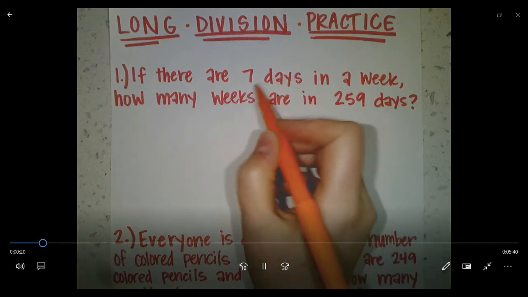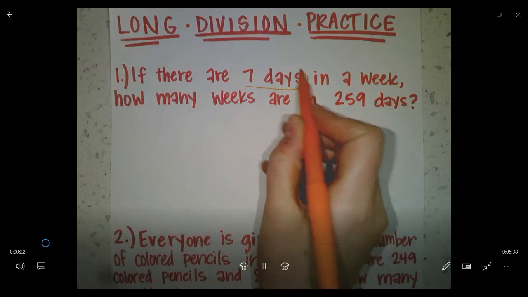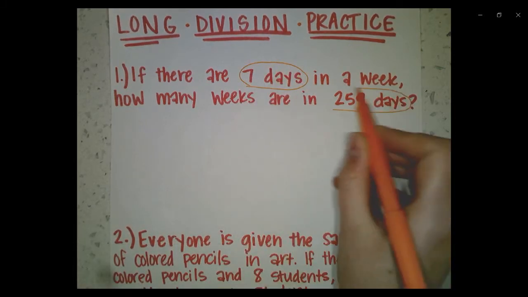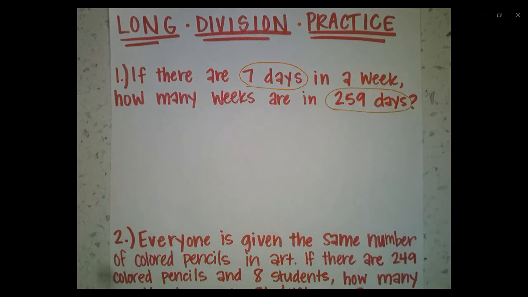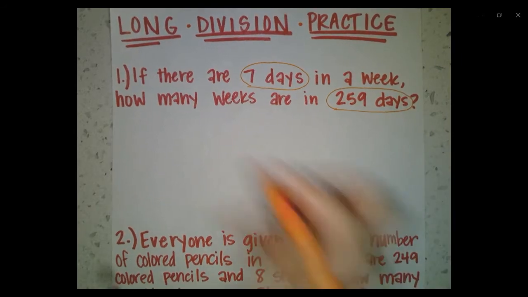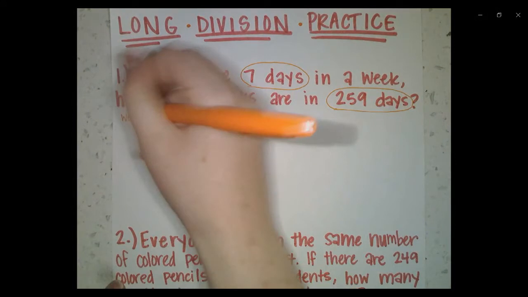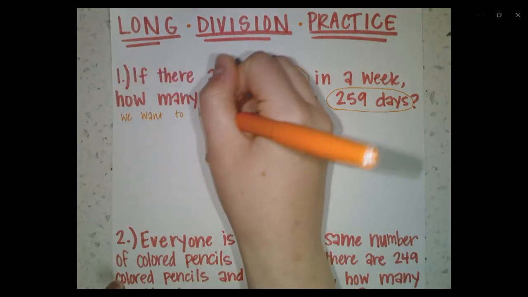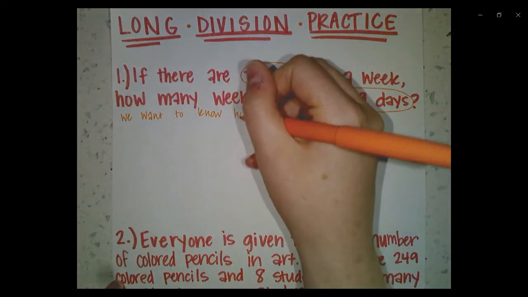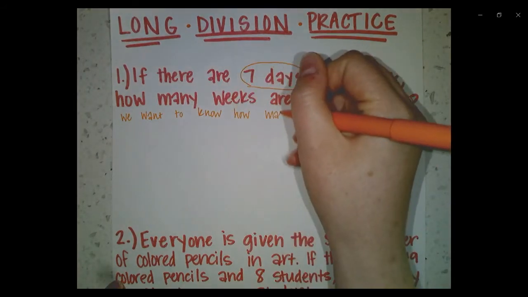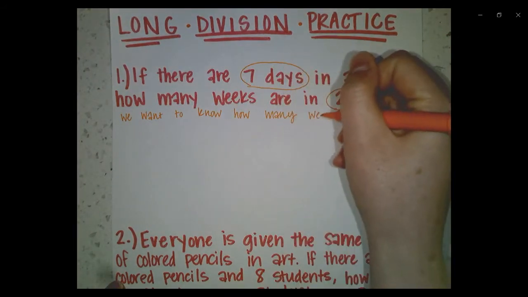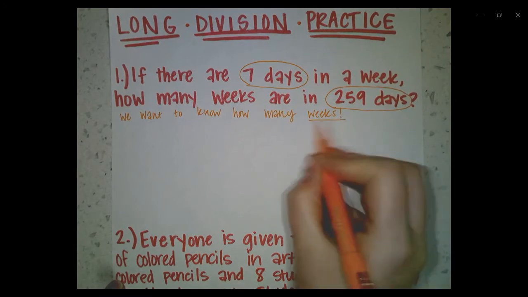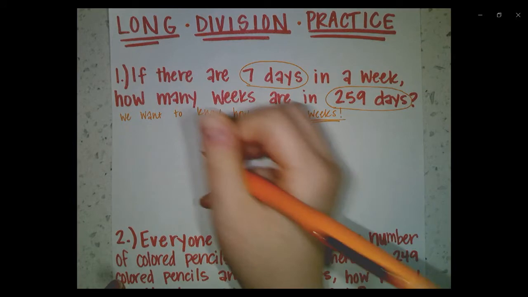So in number 1, if there are 7 days in a week, how many weeks are in 259 days? The wording of that's a little bit confusing, but if we think about it, we're looking for how many weeks there are in 259 days. So we want to know how many weeks. So in order to find the number of weeks, we need to divide.